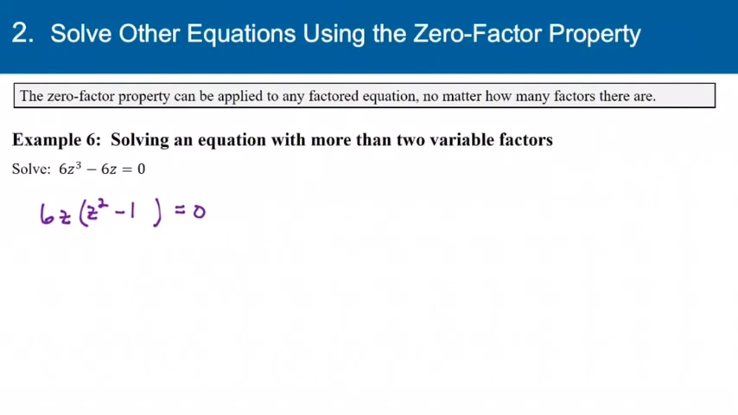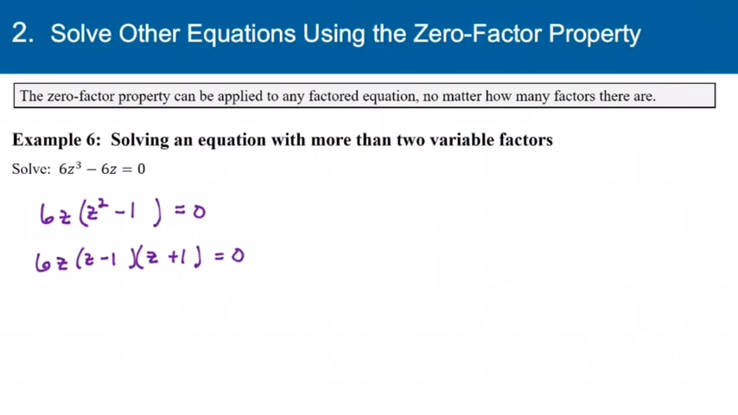Okay, now we have 6z times z squared minus 1. Well, of course, this is a difference of squares. So this difference of squares is going to factor into z minus 1 times z plus 1. And now we have all this factoring, and it's all equal to 0. So if this times this equals 0, one of these factors has to be 0.